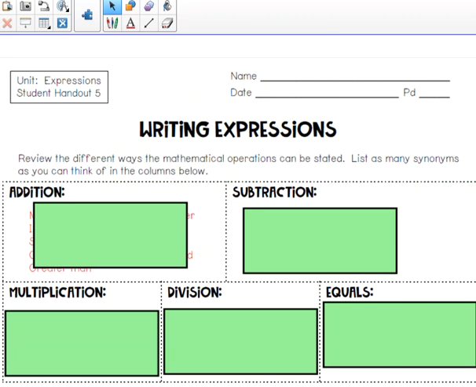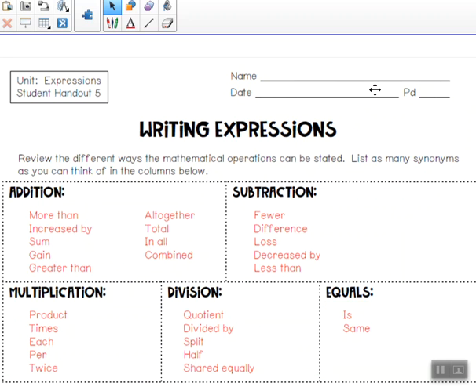All right, in student handout 5, writing expressions. Review the different ways the math operations can be stated. List as many synonyms as you can think of in the columns below. Here's what I want you to do. Write down a few words that you hear that you know that means addition. That means subtraction. That means multiplication. That means division. And this word means equals. Go ahead and think of the words that you know that kind of imply each of these operations. Pause it, write down what you think you can come up with, and then see how your list compares with words that we know mean these things.